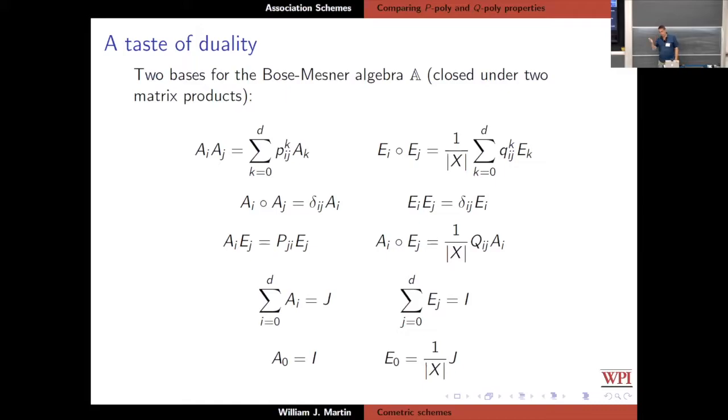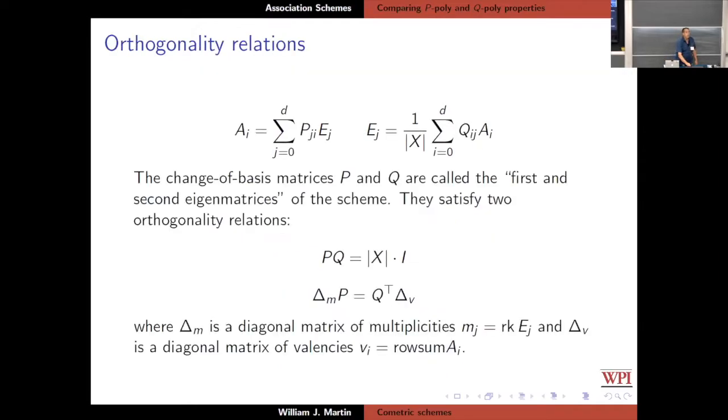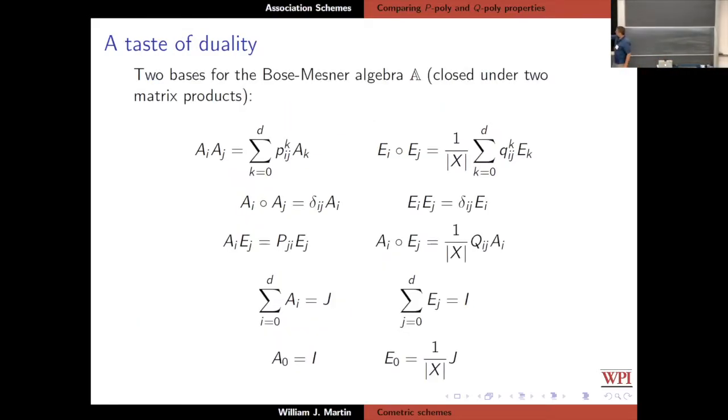For the A's, you take this expansion in the previous slide. Think about this right here and multiply both sides on the right by E_l. Then A_i times E_l, almost all of these things are 0, just one term shows up. And that's what we're seeing right here. A_i times E_j is a scalar times E_j. A_i entry-wise E_j is a scalar times A_i. The A's sum to the all-ones matrix, which is the identity for entry-wise multiplication. The E's sum to the identity matrix, which is the identity for matrix multiplication. The trivial A is the identity matrix, and the trivial E is a scalar multiple of the other identity matrix.